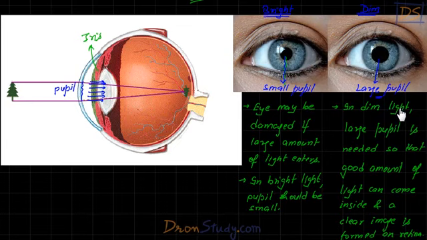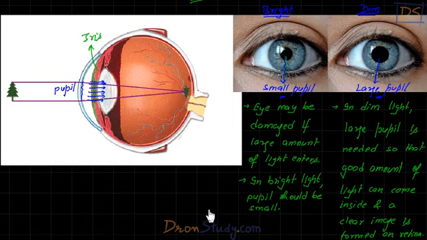Right, students? I can repeat it briefly if you want. In bright light, there's a lot of light outside. If a lot of light enters our eyes, then our eyes will be damaged. So we need a small pupil, so that only a small amount of light can come inside and the eye is safe. When we are in dim light, there's very little light outside. So a large pupil is needed to gather a lot of light, so that the image formed here is clear, and we can see the object.